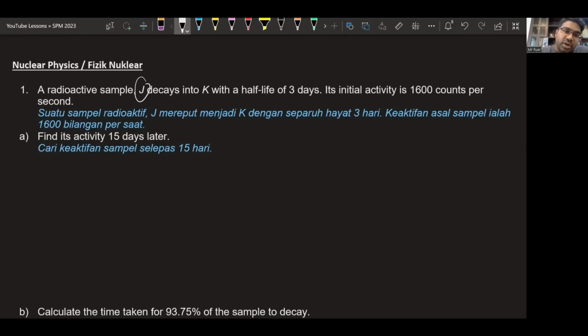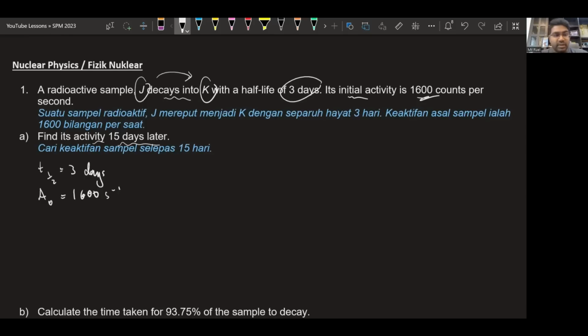A radioactive sample J decays into K with a half-life of 3 days. Let's write that down first. So we have T half is 3 days. Its initial activity is 1,600 counts, so A naught is 1,600 per second. Now find the activity after 15 days, 15 days later. So how do we do this? Again, just pause and try yourself first, then you can check the answer.